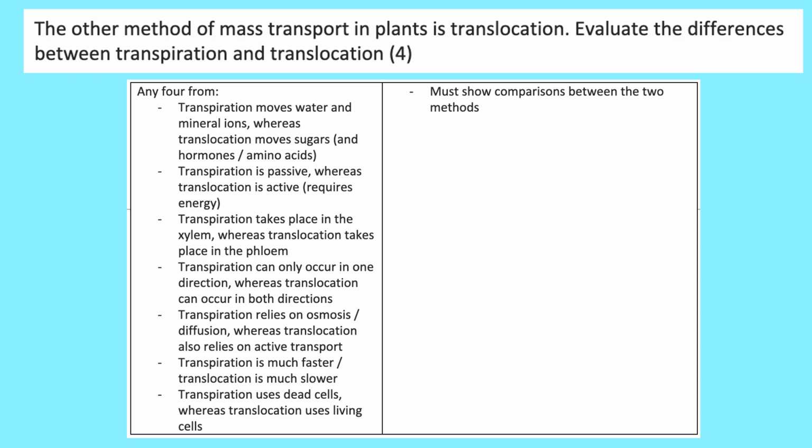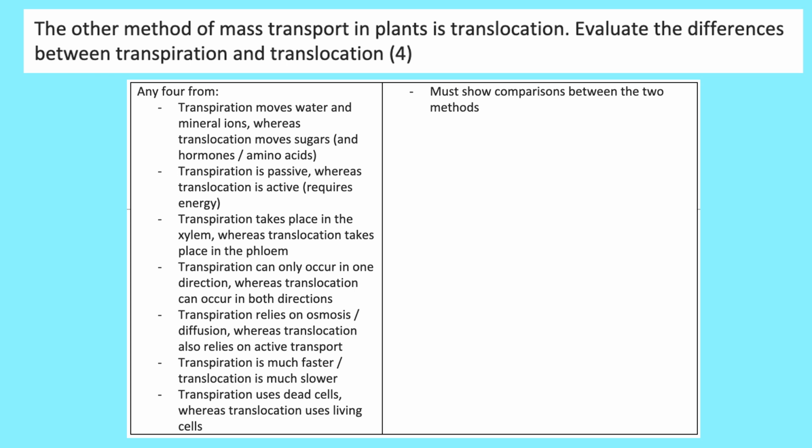Transpiration takes place in the xylem, whereas translocation takes place in the phloem, so they're moving through different vessels in the plant. Transpiration can only occur in one direction. Water must move from the roots to the leaves, whereas translocation can occur in both directions, so sugars can be transported all the way around the plant.